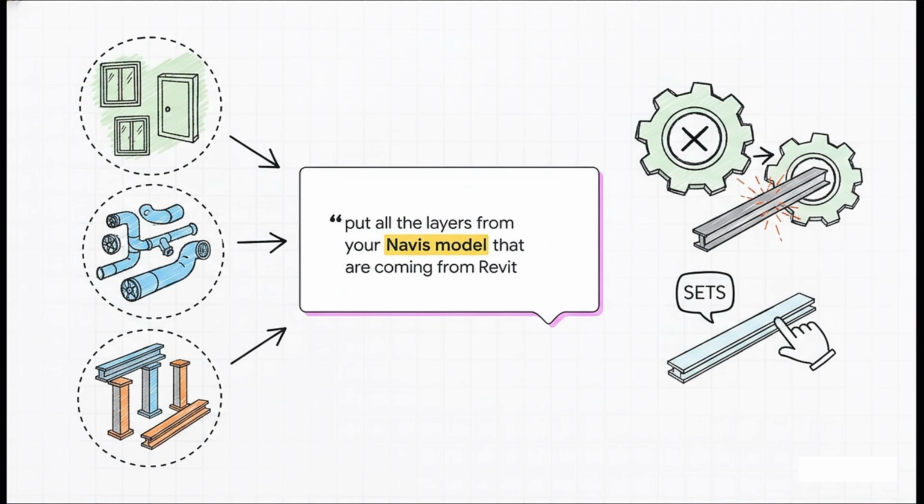If you don't organize your elements into distinct groups, you just can't isolate them. And if you can't isolate them, running an efficient clash detection test between, say, your structural framing and your mechanical ductwork becomes incredibly frustrating. These sets give you total access and leverage over every single element in your project.